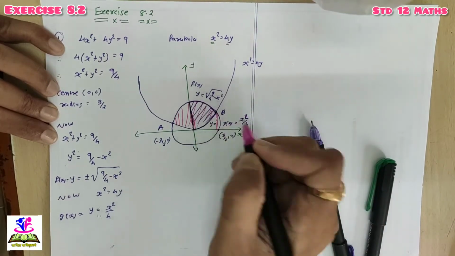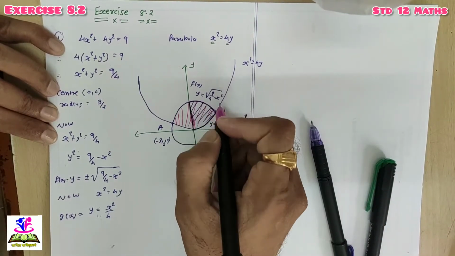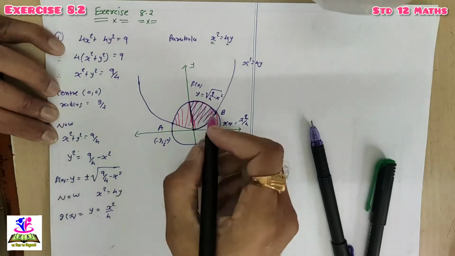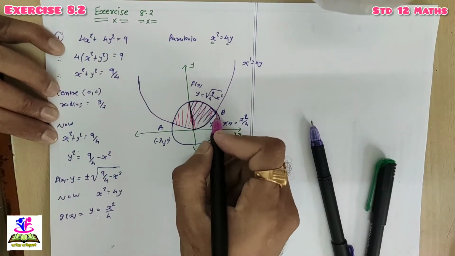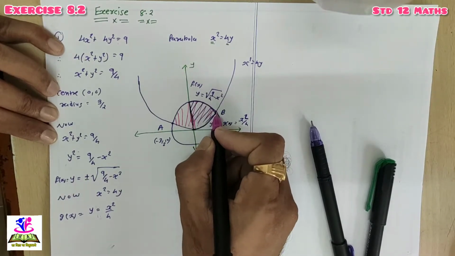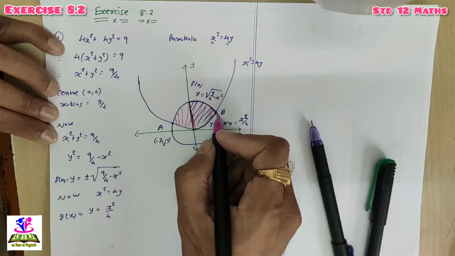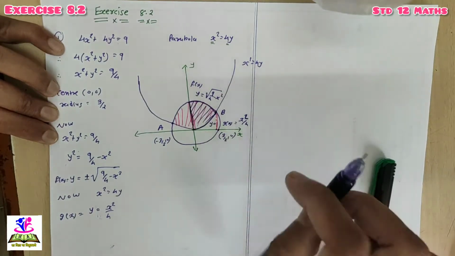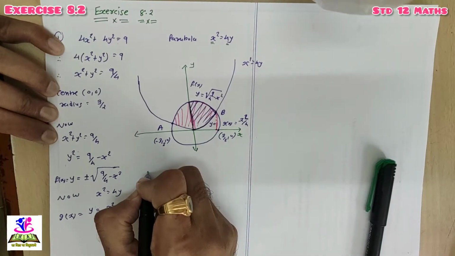So what is the point B? Point B is nothing but the intersection of this parabola and circle. To find the range of this integration, we have to find the intersection point of these two curves, that is the coordinates of this point B. So first we'll find the intersection of these two curves.